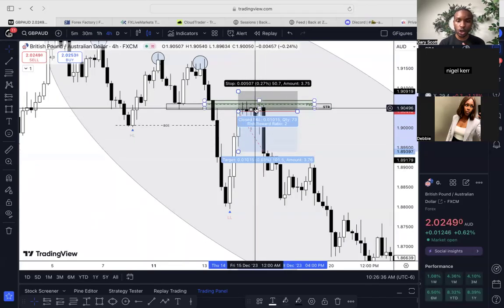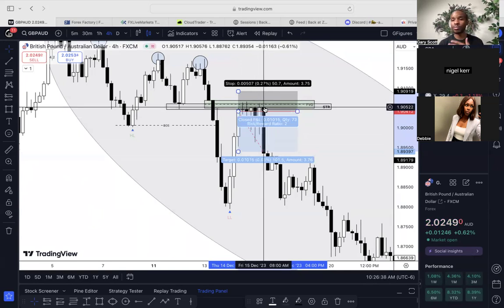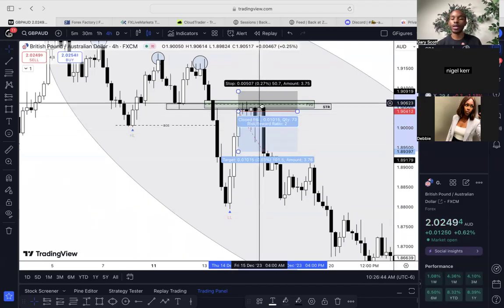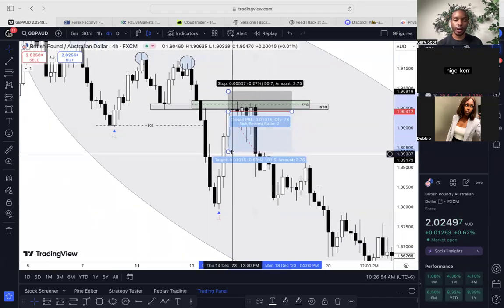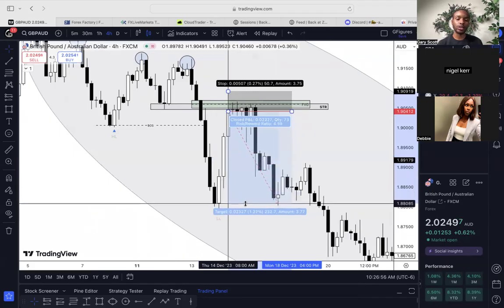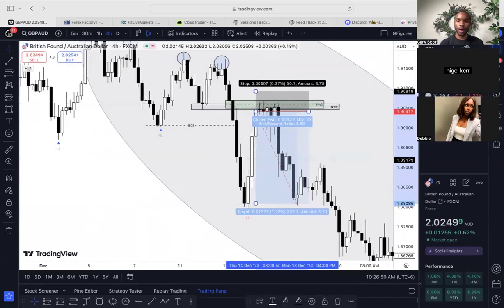You deal with a little bit of drawdown, which is fine. Sometimes trades are not always going to go straight into profit. Sometimes they'll go into profit and then go into drawdown a little bit. But you have to trust your analysis. You have to trust what you see. So we take our entry. If we want to go towards the low, that's of course up to you.